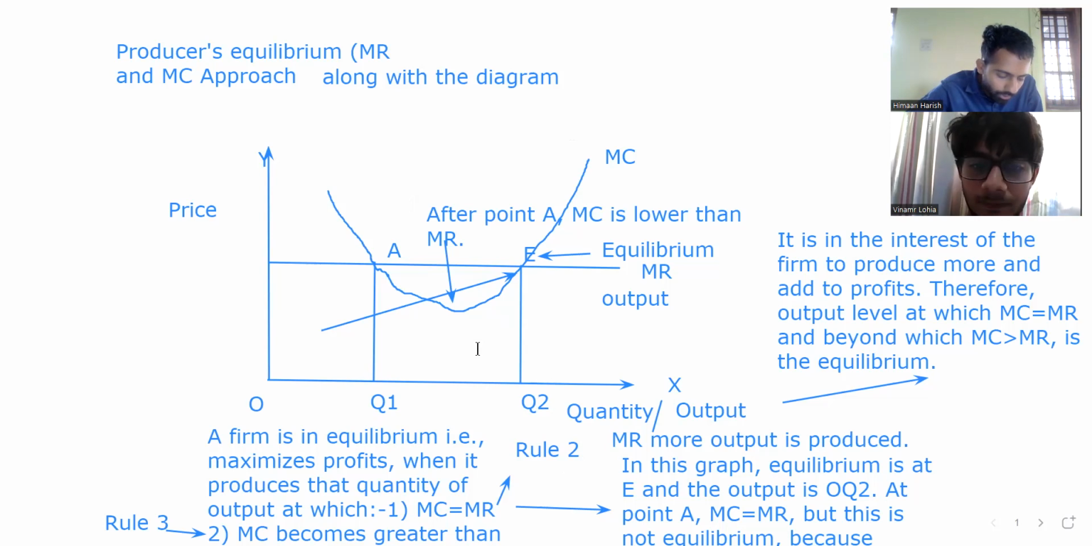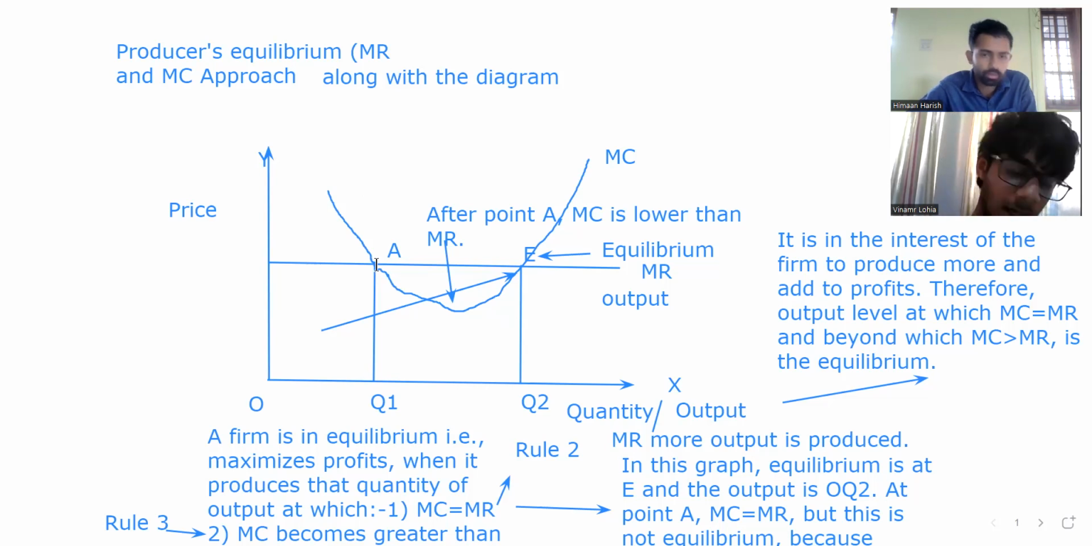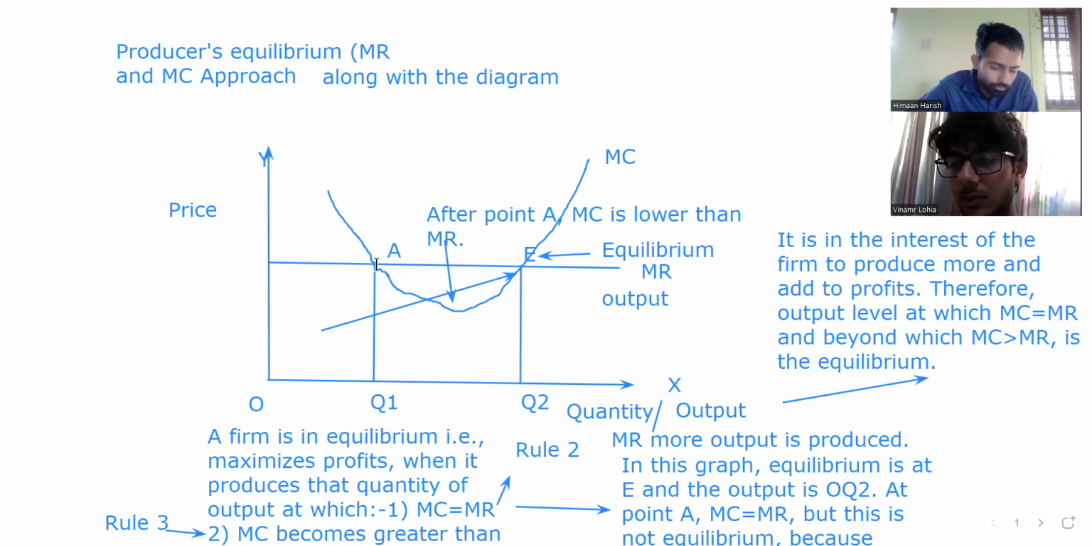The MC curve cuts the MR curve from above, sorry, at point A, which is the break-even point, and when it cuts it from below, it is the point of equilibrium, or maximum, yes, it's profit maximization. So it would be profitable to expand output from level Q0 or Q1 up to Q2, at point E or output level OQ2.